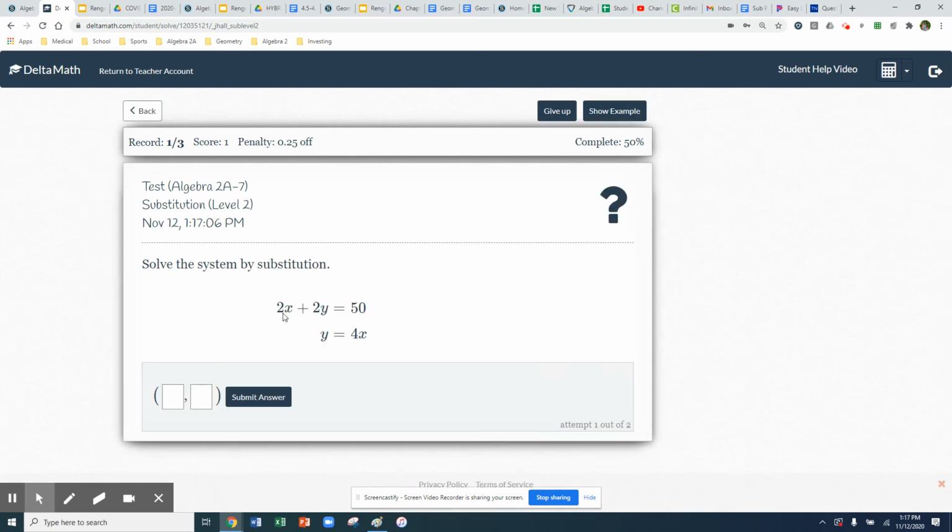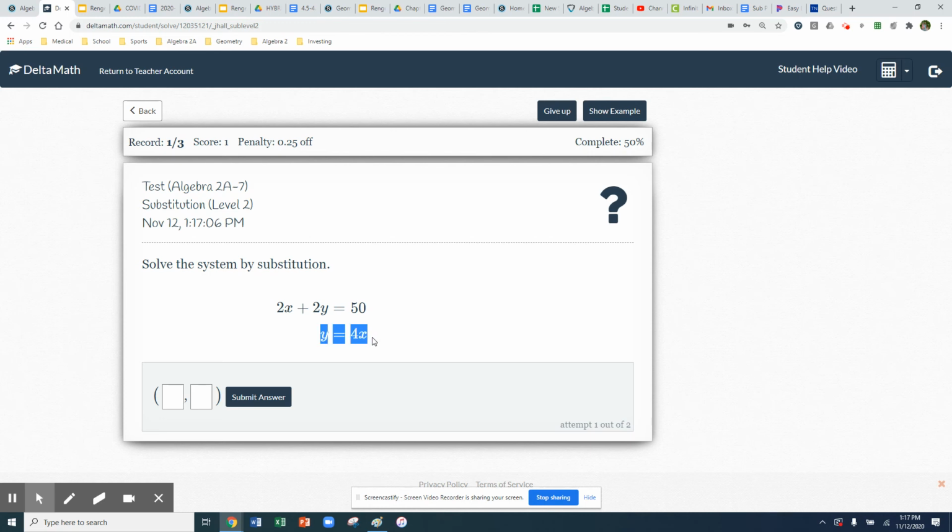So you guys help me out. So the top equation is 2x plus 2y equals 50. The bottom is y equals 4x. Which equation, top or bottom, has a variable solved out? Bottom. So here's my substitution right here.